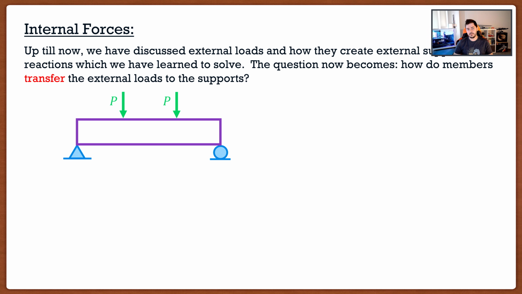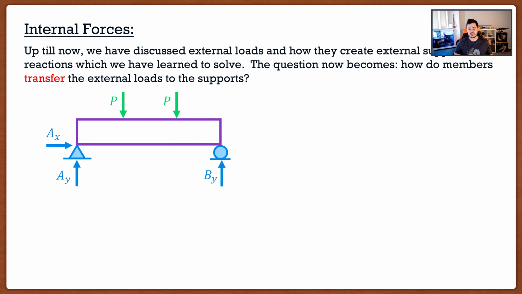So let's look at our typical beam here. We know that we can apply external loads to beams. So in this case, I've applied 2 point loads P, and we've already talked about how these loads on our beams will create support reactions. So this is what we've done so far, and we've actually learned how to solve these support reactions, but we never really discussed what's happening inside of the beam.